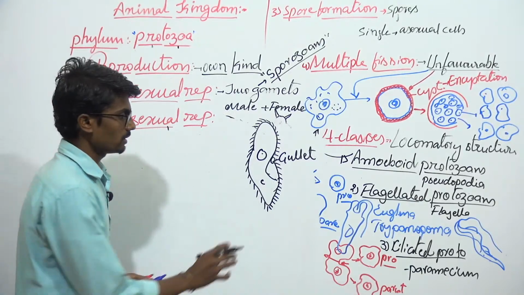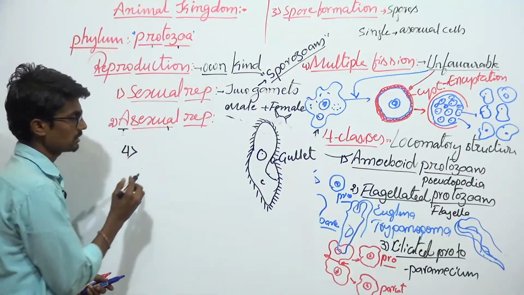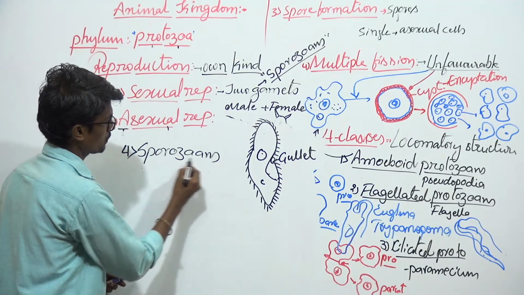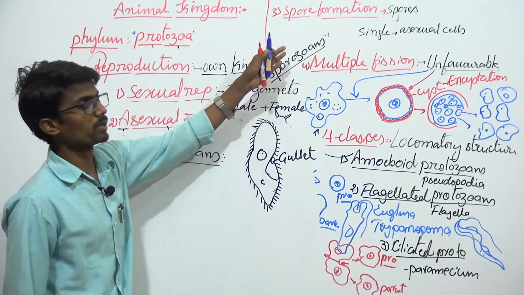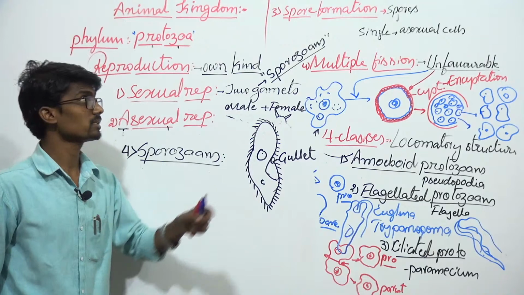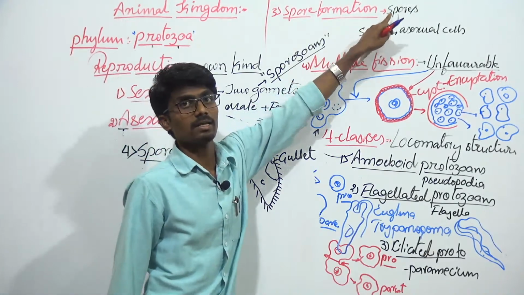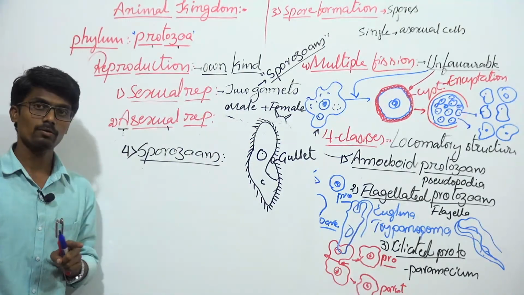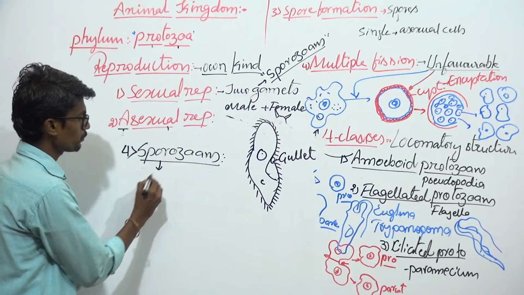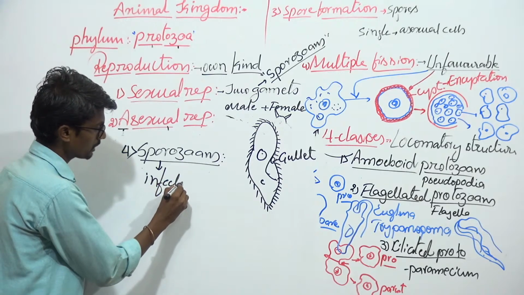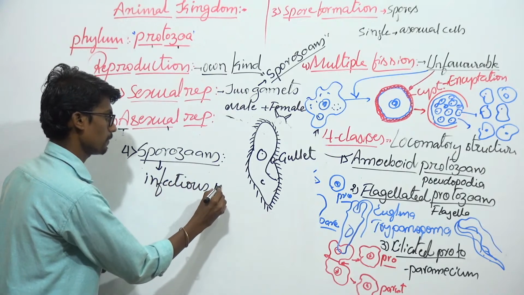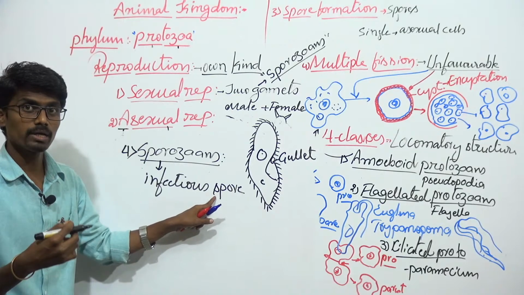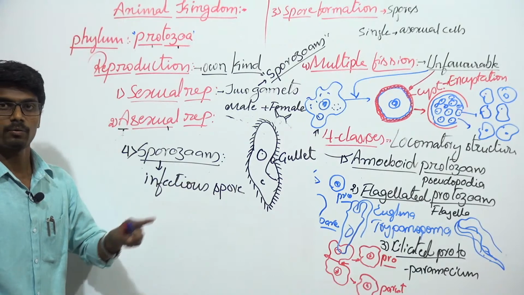And another thing, there is a fourth class, that is sporozoans. What do you mean by sporozoans? Already I told you, these are protozoans that can release specialized single cells, that is spores, which are responsible for reproduction, and those are known as sporozoans. And these sporozoans can release what? Infectious spores. When we inhale these spores, or once blood is contaminated with them, they can cause us various problems.